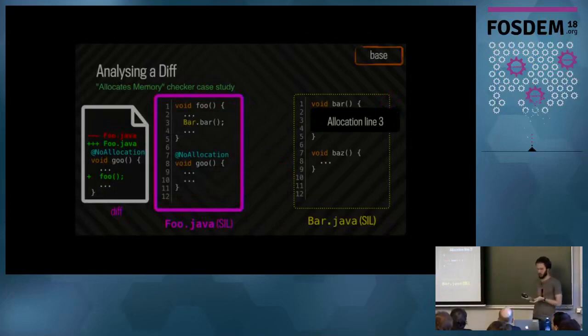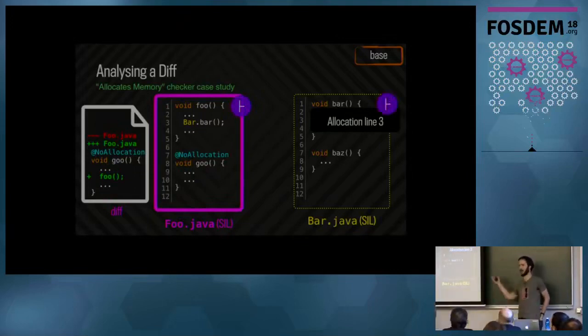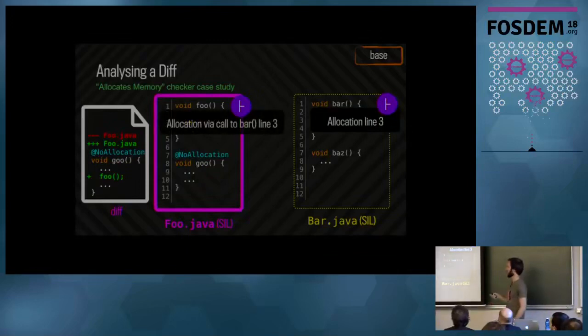Then Infer will analyze the base commit, the version of the code without the diff. In this version, goo doesn't call foo. We also need to reanalyze foo.java because that's the file that was modified. So Infer analyzes foo again. It needs bar. It already has a spec for bar, which doesn't need to change because we know bar hasn't changed. So it computes that foo allocates via bar. Then when it analyzes goo, it sees that it does nothing. There's no allocation there.